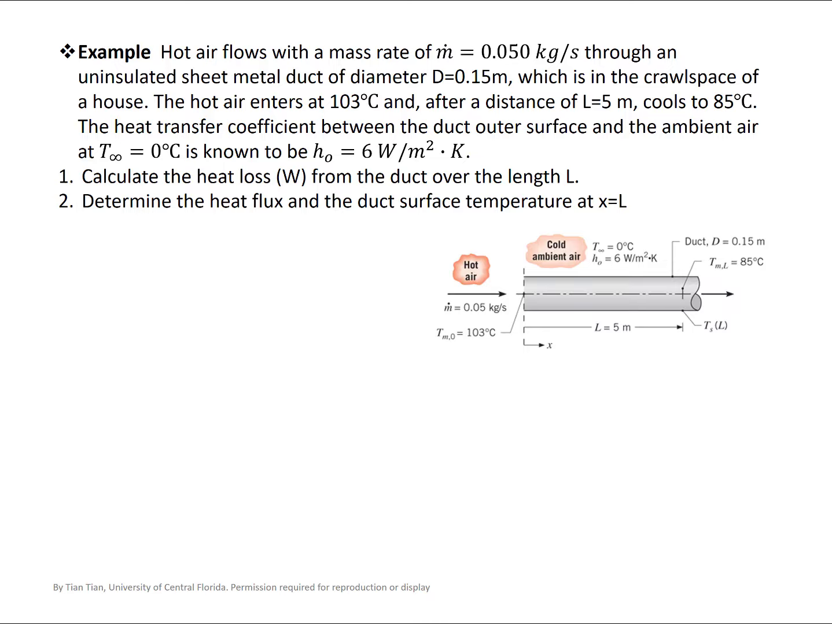Now let's look at an example. Hot air enters this duct at temperature 103. By the time it leaves, temperature is cooled to 85 degrees Celsius. The ambient air temperature is 0 degrees Celsius. The external convection coefficient is given. First question, calculate the heat loss from the duct over the length. Do you know which equation you should use? I'd recommend that at this point you pause your video and think of this question. I'll give you a hint.